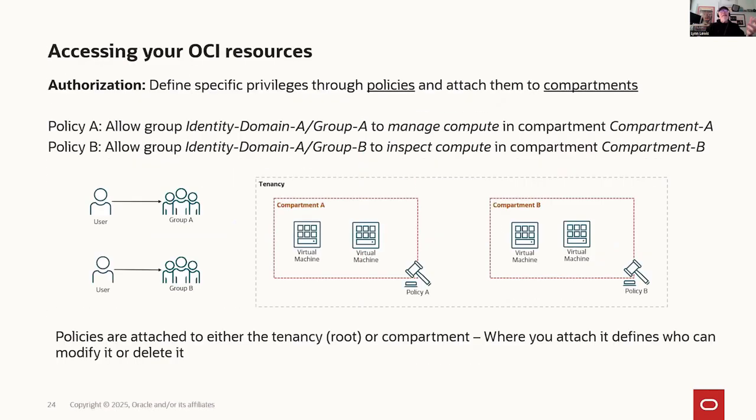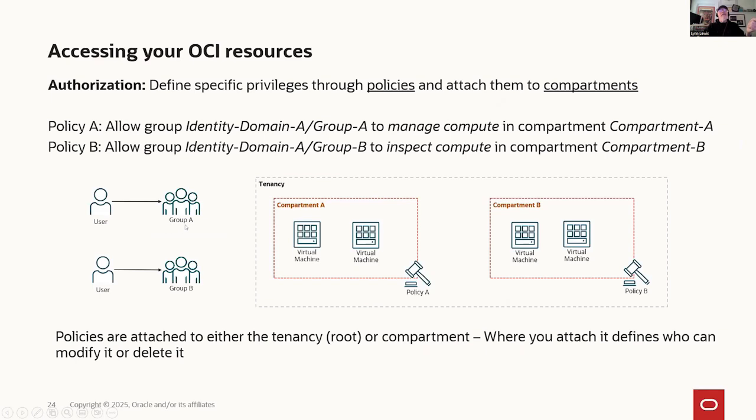Here's an example. They all start with this format. It's allow group, it's always a group, some group name, to some verb, some resources, somewhere, right? And it's always a compartment. It can be a tenancy. You can do it in the entire tenancy, but that's not recommended. And there's also, you can add a where condition here where certain conditions apply. But the simplest way is like this.